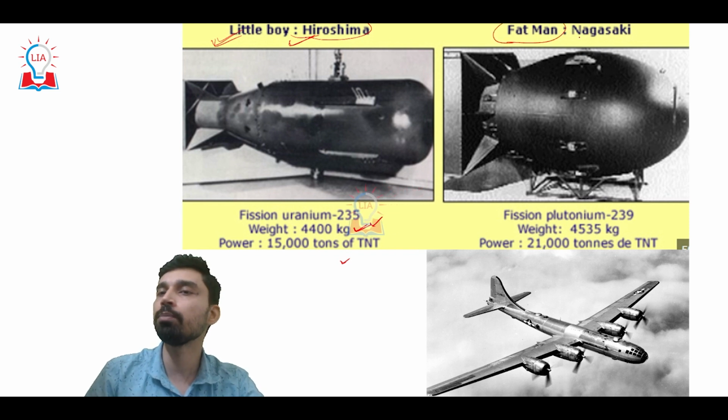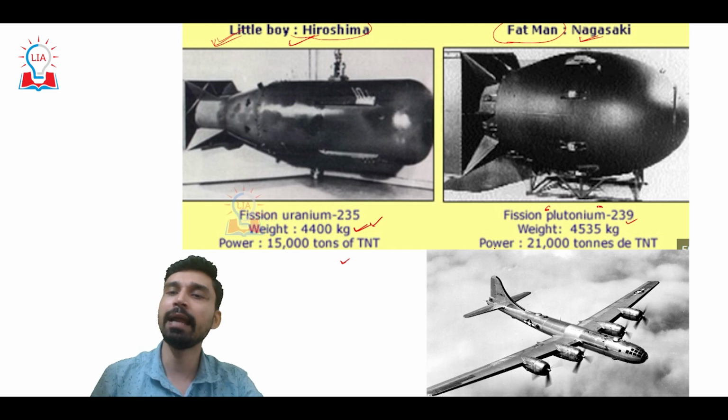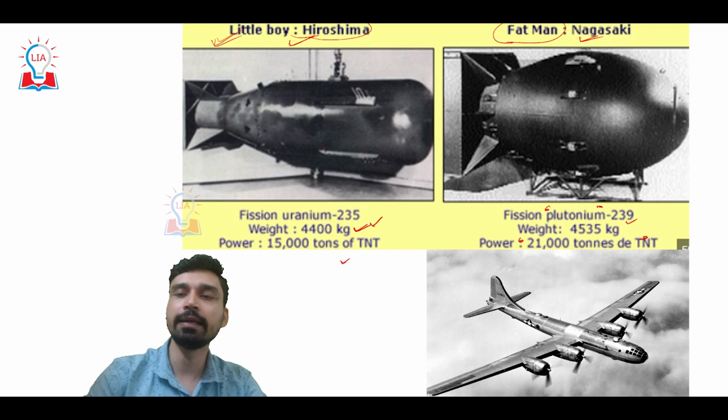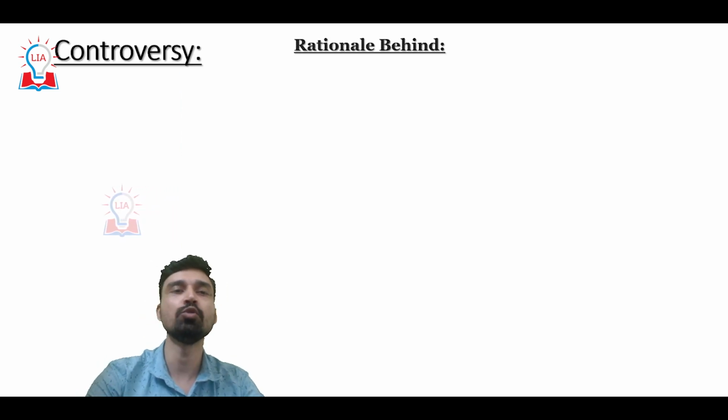The second bomb that was dropped on Nagasaki was Fat Man. This was based on the fission of plutonium-239 with a slightly higher weight of 4.5 tons, and it had a much greater power of 21 thousand tons of TNT. And this was the B-29 bomber that was used by the USA to drop these two bombs.